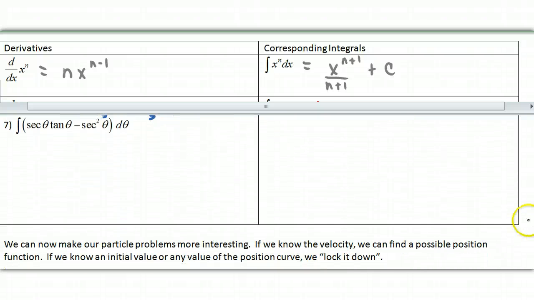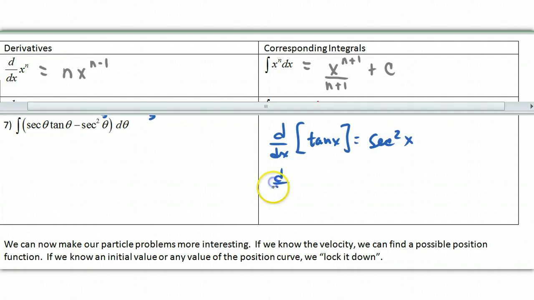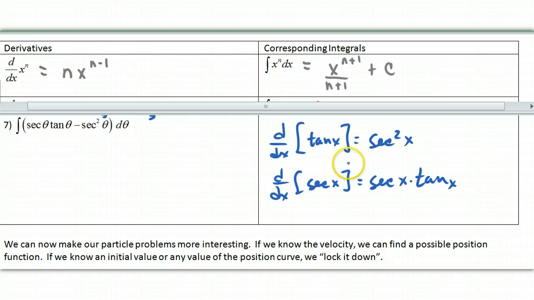How about this one? Woo! This one looks kind of nasty. Well, if you remember some things, what is the derivative of the tangent? Well, that's going to be equal to the secant squared of x, or the derivative of the secant of x. Well, that's the secant of x times the tangent of x. Well, that's what I have here. So what you can do is use some of our rules where we did have derivatives and work backwards. So if I do this one, the antiderivative of secant tangent will just be secant. So this would be secant of theta, and then I got minus, so that would be minus tangent of theta.